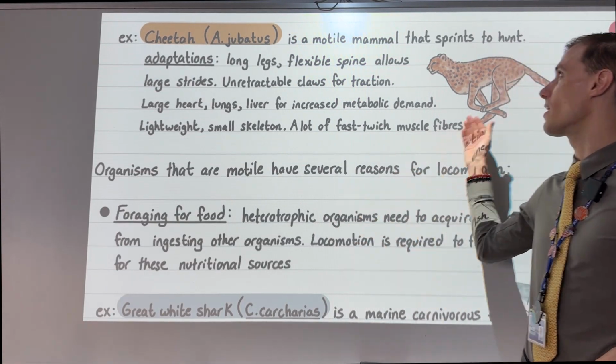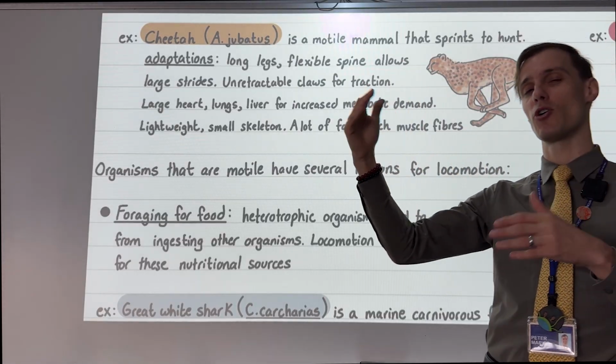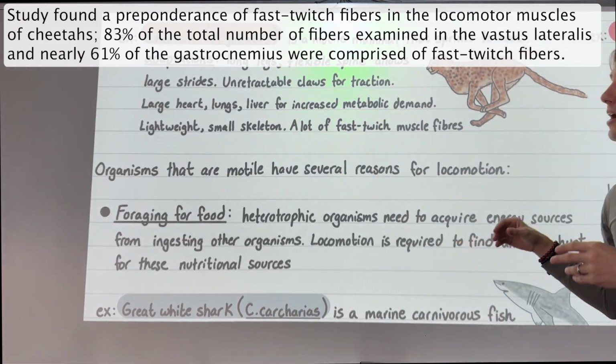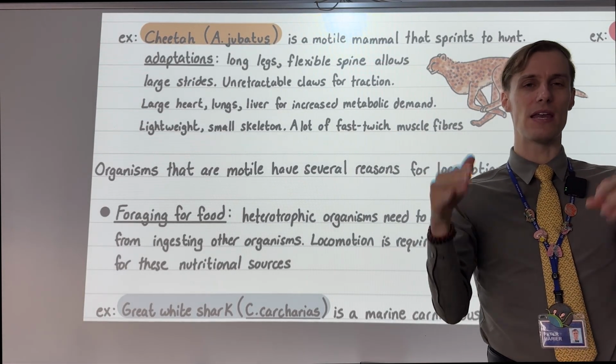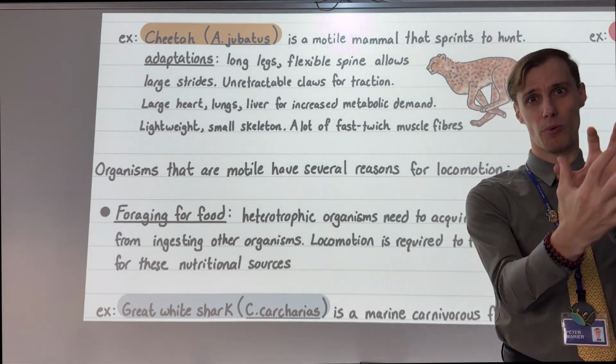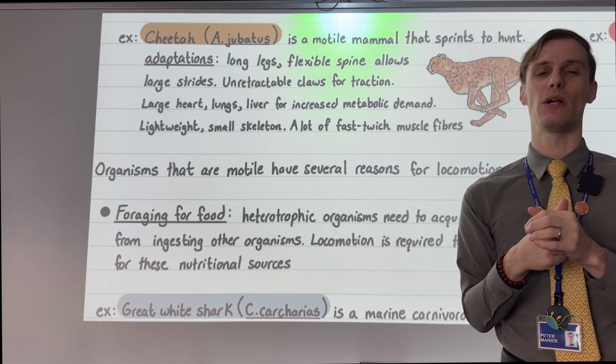Well, it goes without saying that the cheetah has a very high proportion of fast twitch muscles. So these animals are really built for lightweight, short burst sprints, and they're extremely well adapted to this.